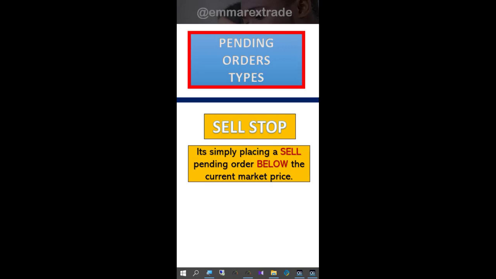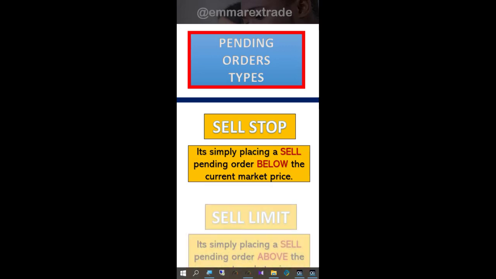Say that level is a support, so you want the price to break through that support before you can continue selling. So you wait for it, and you can use a sell stop and place the order below the support, so that once the price goes down and breaks the support, you can pick your sell trade, and then of course from there you are now on the trade.